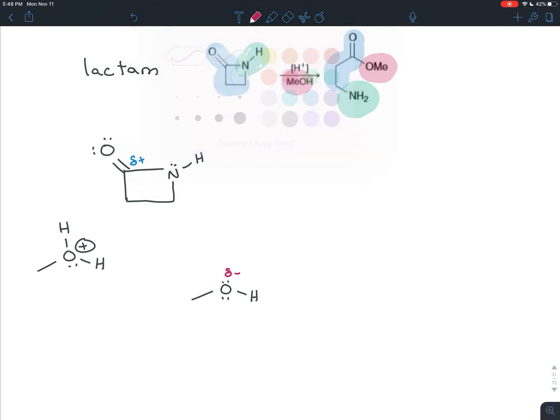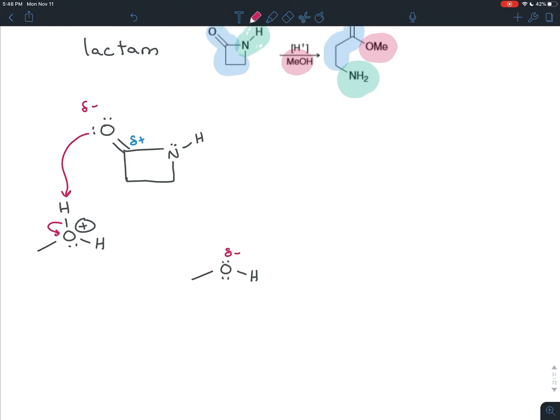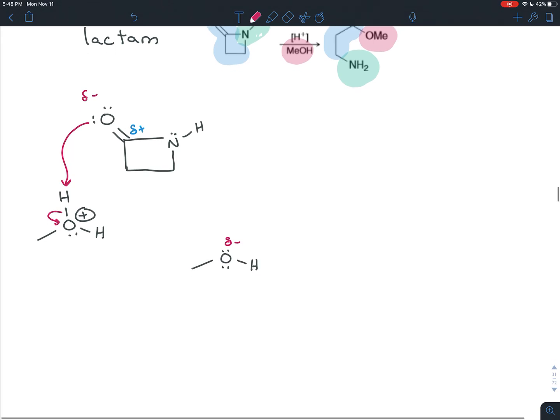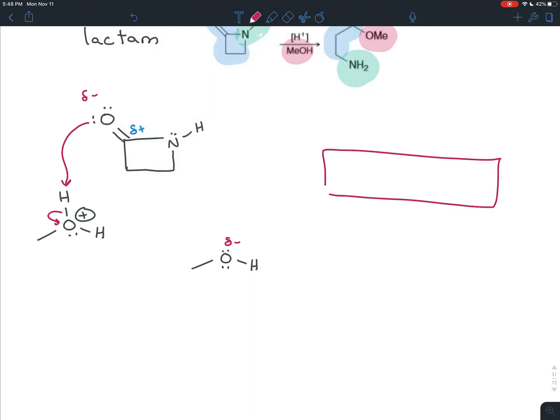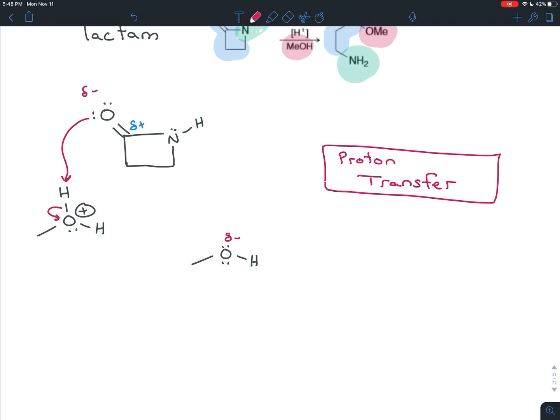Well, the slightly negative oxygen, the carbonyl oxygen, can attack one of those slightly positive hydrogens, and the electrons holding it onto this protonated methanol snap back and go to the oxygen to stabilize the positive charge there. So if you're thinking about what curved arrow pattern this would be, it's proton transfer. And we're doing a proton transfer, as we've seen so many times before, in order to change the reactivity or stability of a molecule.